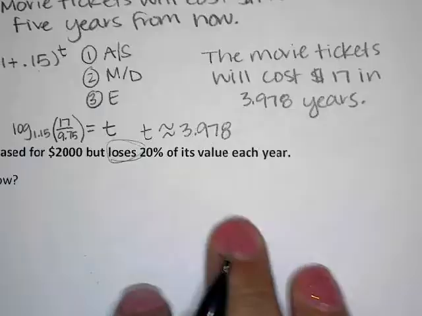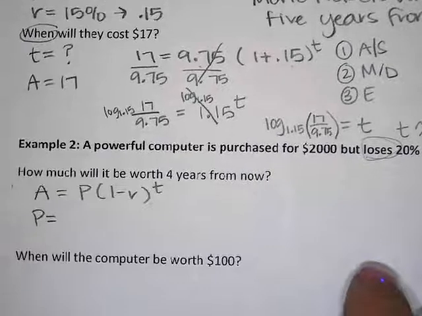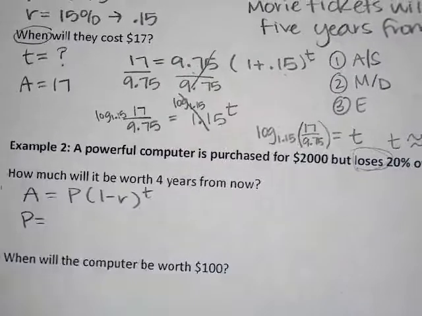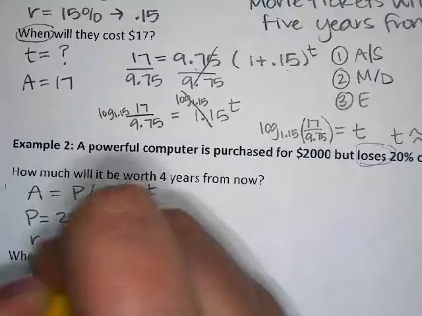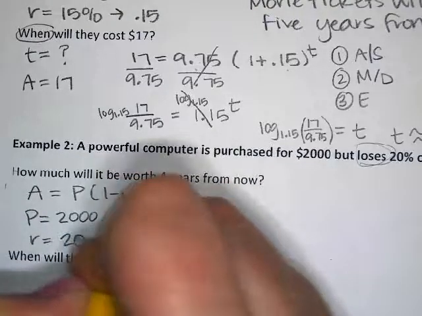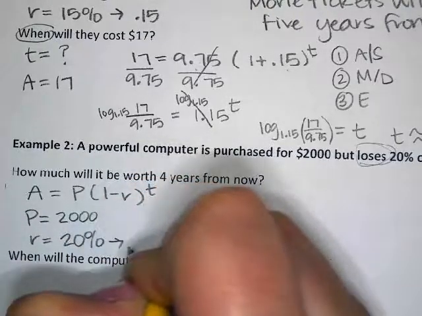So what is the starting value? 2,000. Okay, what's the rate? 20%. We're going to write that as 0.20. And the time is 4.